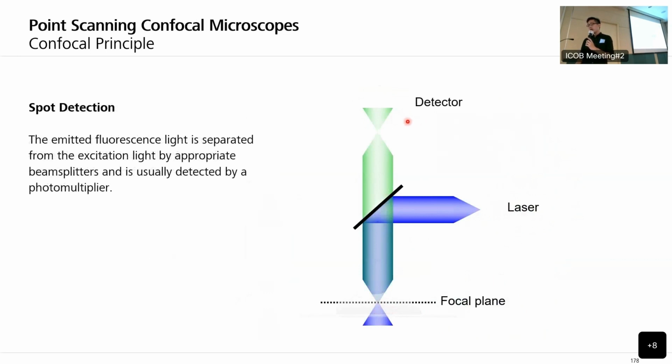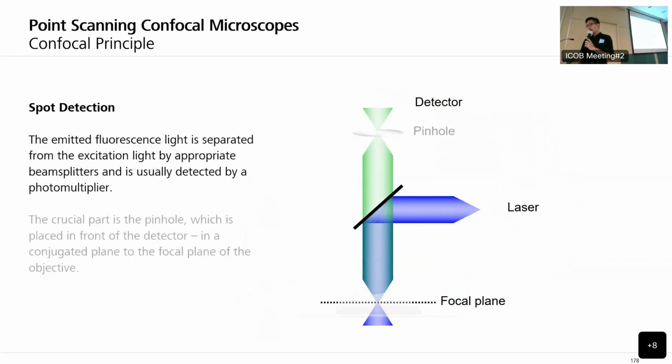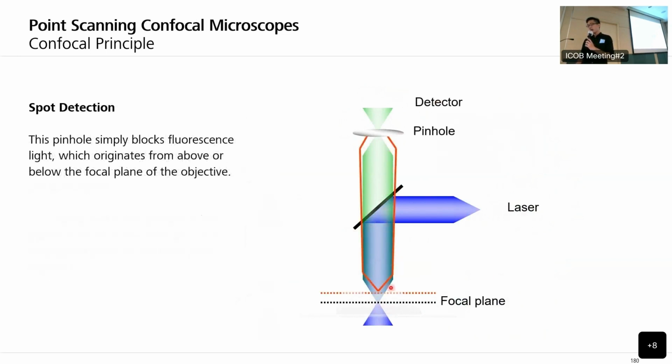However, if we don't have any filters to filter out the out of focus signals, we may just collect all the signals here. That's why we apply the pinhole here on the focal plane, just back the dichroic mirror to filter out lights. For example, the lights from the upper layer, and also the light from the lower layers, because the other layers besides the focal planes are just out of focus signals.